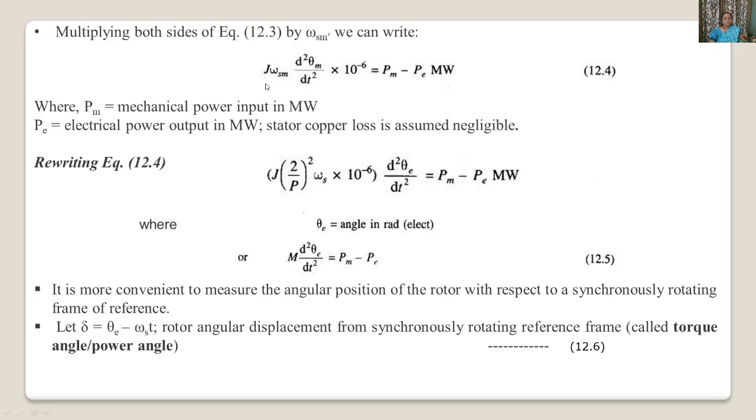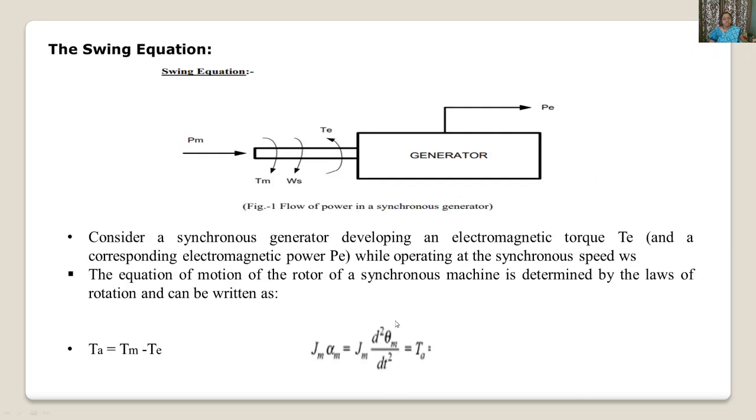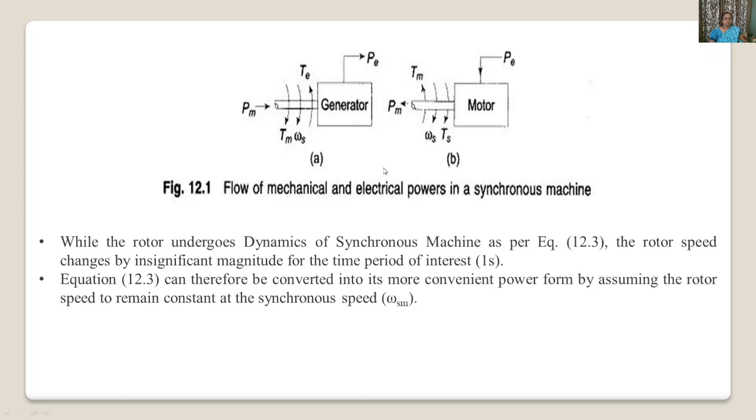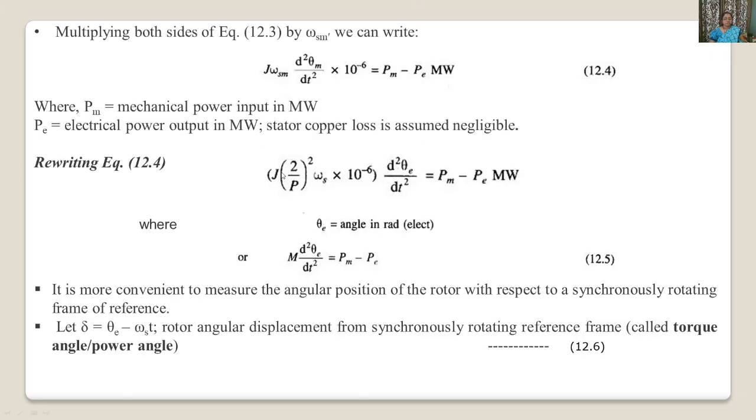Now we can write J omega Sm d2 theta m by dt square into 10 to the power minus 6 is equal to, omega Sm into Tm will be Pm, omega Sm into T will be Pe. So torque multiplied by speed is our power, where Pm is mechanical power input in megawatt, Pe is electrical power output in megawatt. Stator copper loss is assumed negligible.